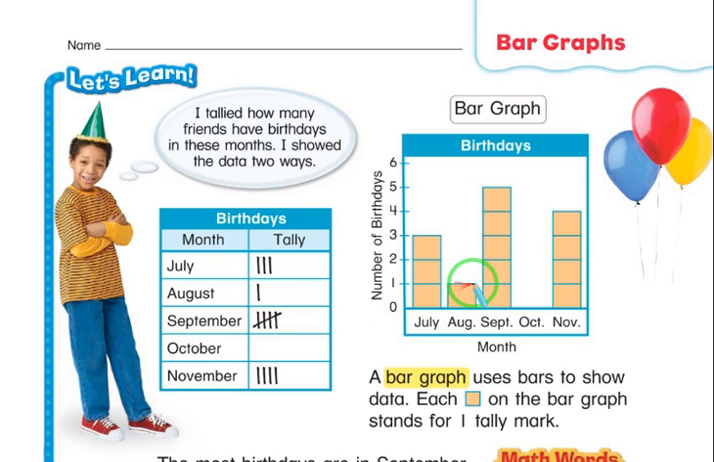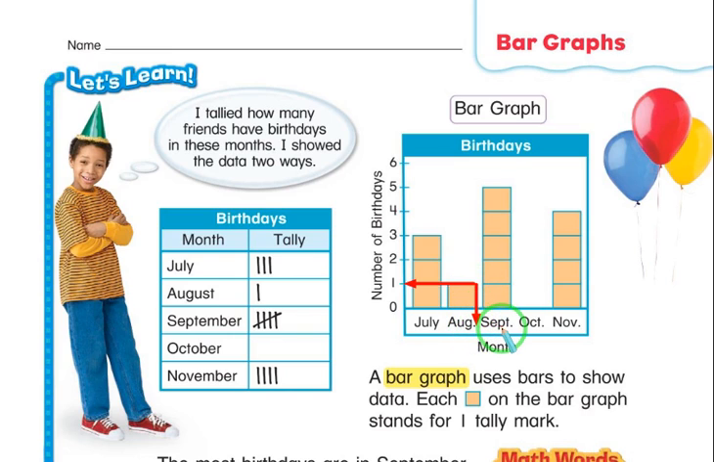So we draw here only 1 square, and if you can see here, look at the top of this square, you will find number 1. Let's draw a line and check. Look, number 1. So how many birthdays in August? Only 1 birthday in August.